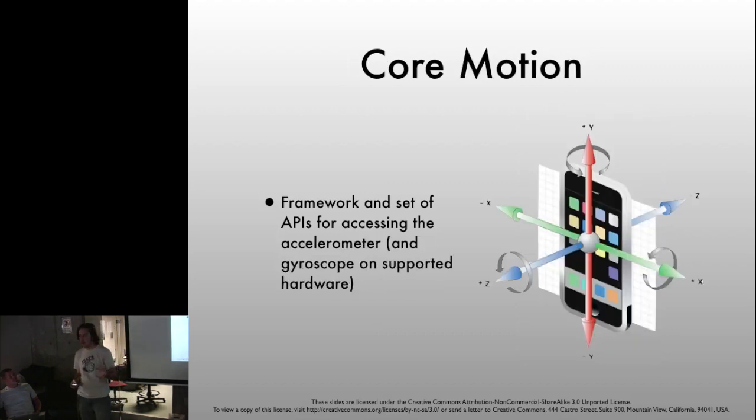Core Motion is a framework for handling accelerometer events, gyroscope events, and also, I believe, compass events, to be able to very precisely, depending on the hardware, determine the orientation, speed, and acceleration of your device. So if you want to have some application where you're driving and you tilt to figure out how much you're turning, Core Motion is a framework to allow you to hook into the accelerometer to figure out how much you're turning.